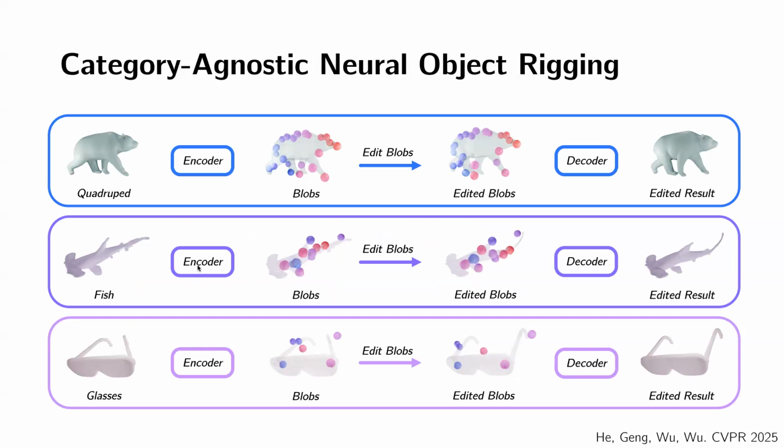It's a compositional implicit representation in the sense that you encode it into a number of these. You can see the blobs. And then you can do some editing and you can decode it, right? So similar to the roses case, but now you have some rigging structure in the middle. You have the edited results.